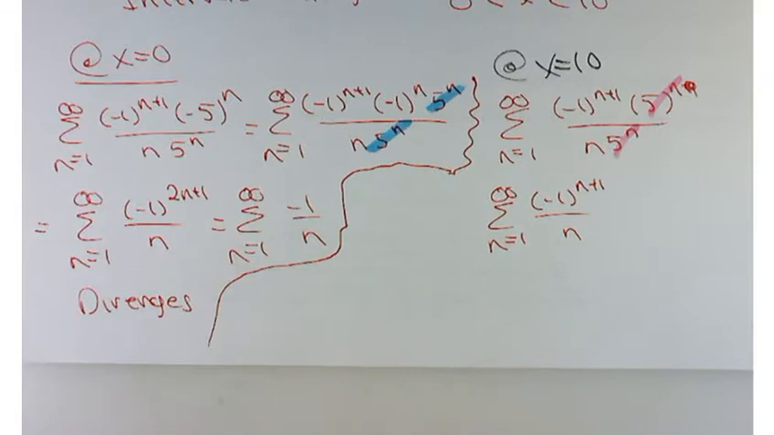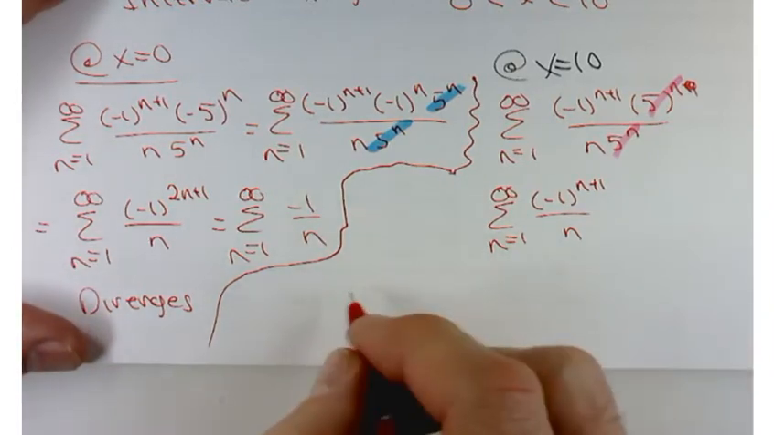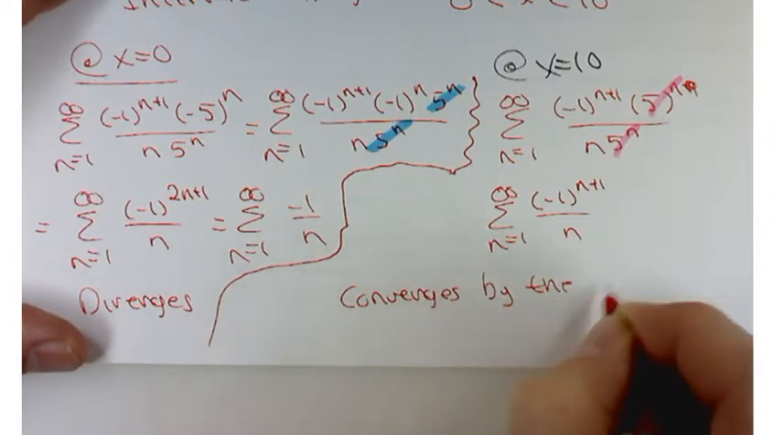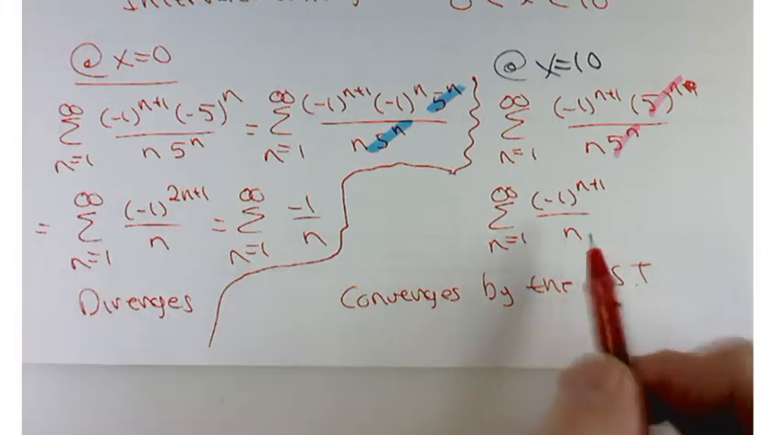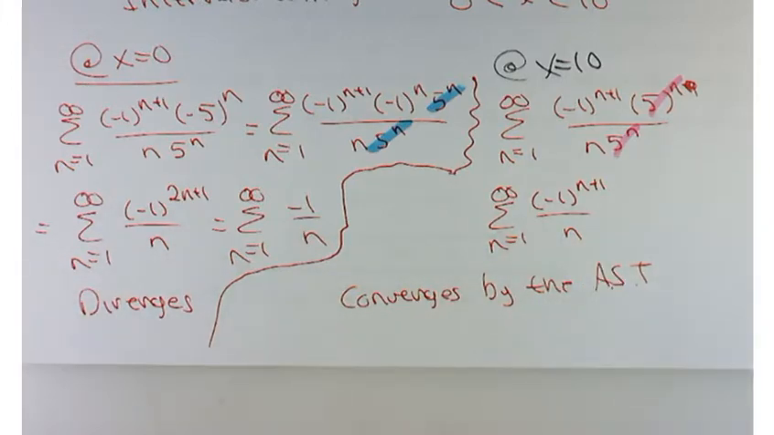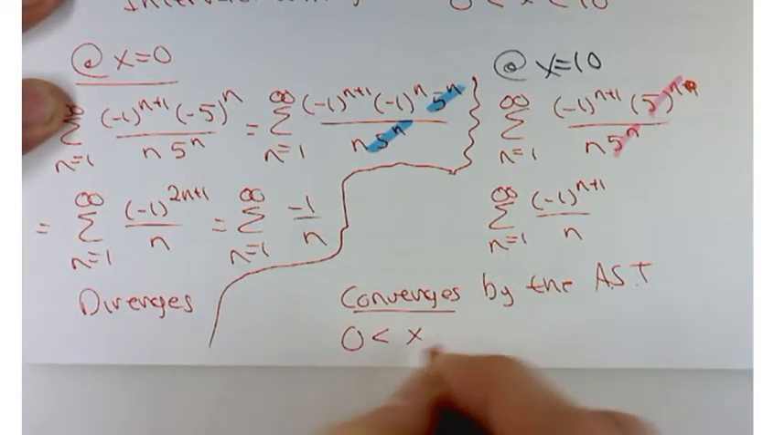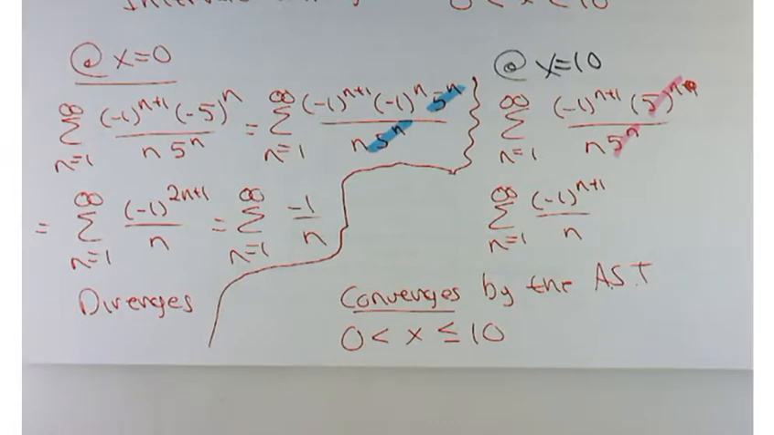What does our work on convergence or divergence of series tell us about this? Converges by the AST. It's an alternating series. It decreases towards 0 monotonically, so great. It converges. The bottom line is it converges. So your interval of convergence then is 0 is less than x is less than or equal to 10. So that's where this actually works. It turns into a function on that interval.